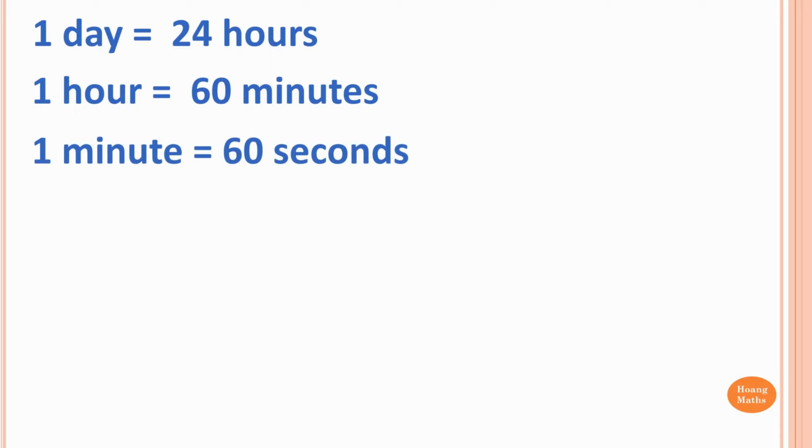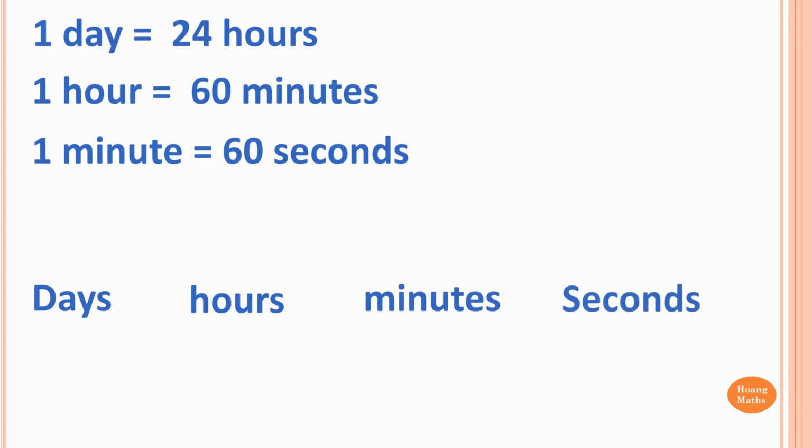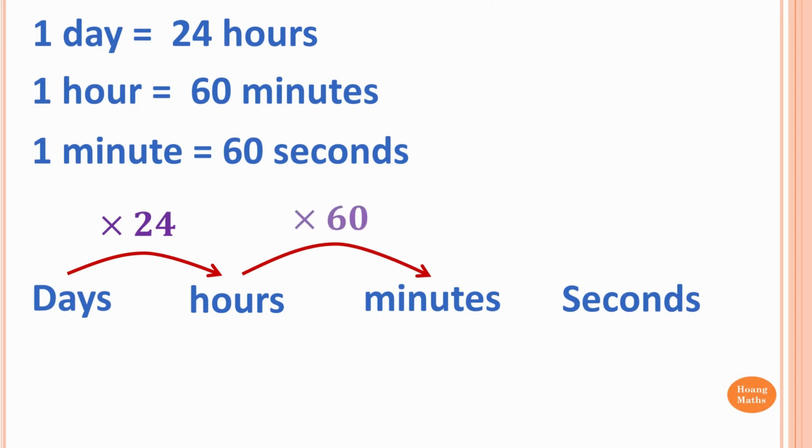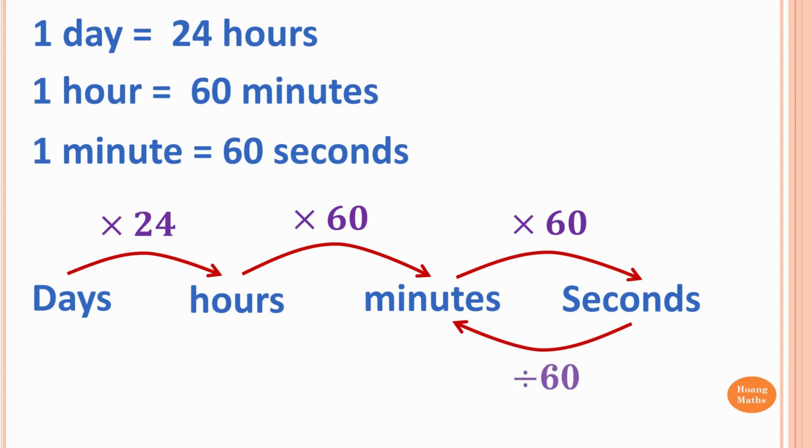To convert from days to hours to minutes and seconds, we start from days to hours, minutes and seconds. From days to hours, we times by 24. From hours to minutes, we times by 60. From minutes to seconds, we times by 60 as well. And from seconds to minutes, we divide by 60. And from minutes to hours, we divide by 60. From hours to days, we divide by 24.